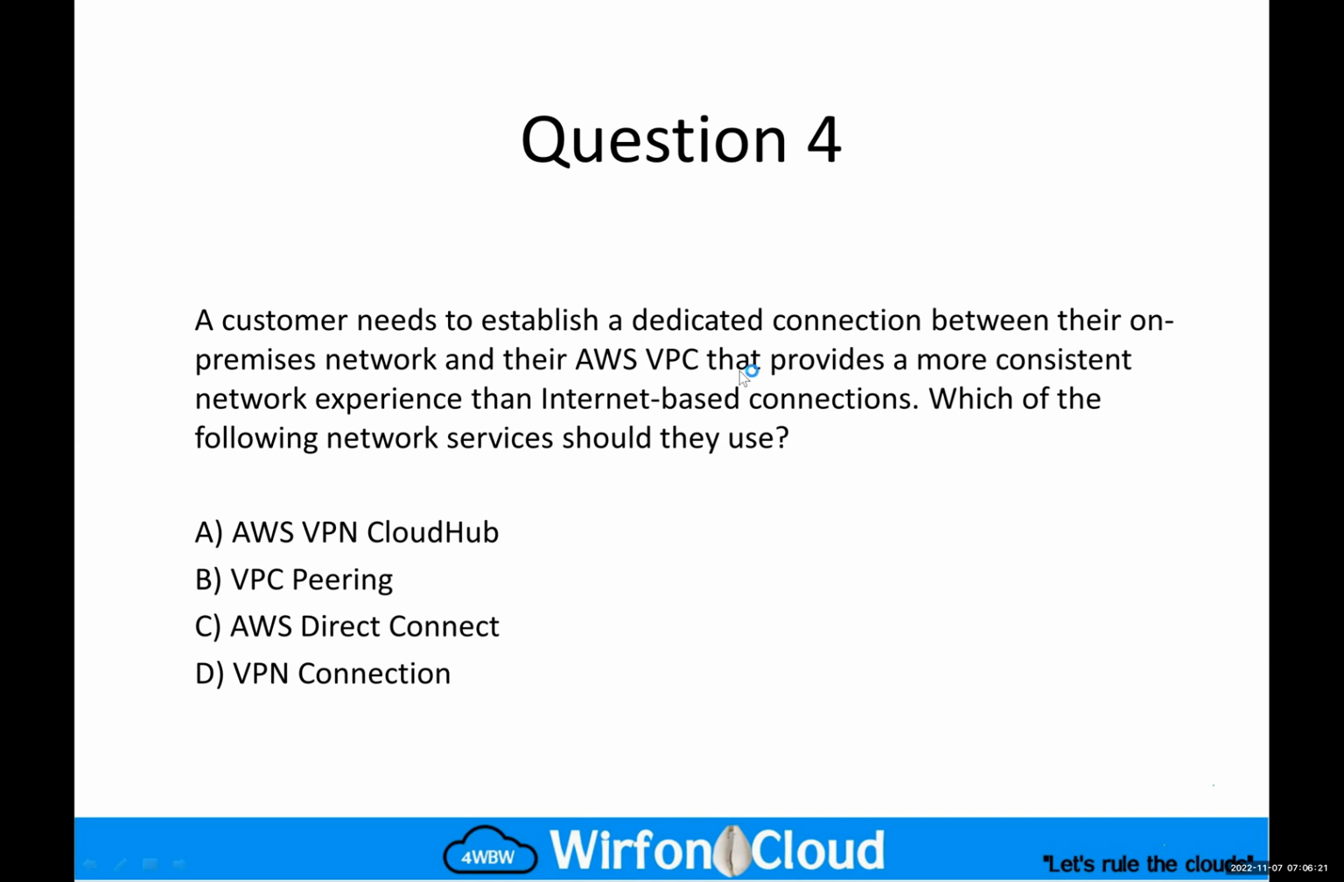I think what got me to go for C is because it talks about a more consistent network experience than internet-based connections. Thank you, Tatiana. Yeah, go ahead. So we are looking at Direct Connect because we are connecting our VPC to the AWS cloud, not using any internet connection. That's why I went for C, and it also talks of more consistent network. I remember you and Mr. Banjika mentioned high throughput support when you use Direct Connect. That's why I went for this. Thank you very much for that explanation.